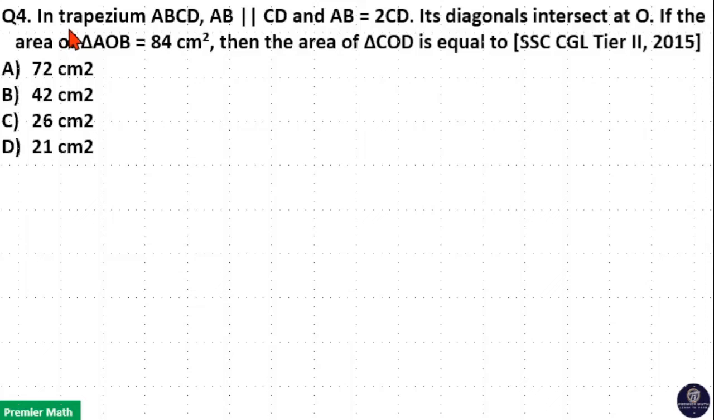3 is your answer. Trapezium ABCD, AB parallel to CD and AB equal to 2CD. Its diagonals intersect at O. If the area of triangle AOB equal to 84 cm square, then area of triangle COD is equal to.